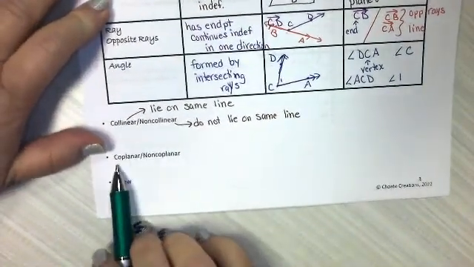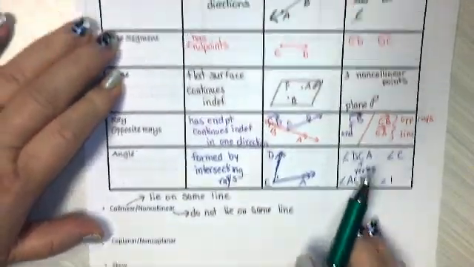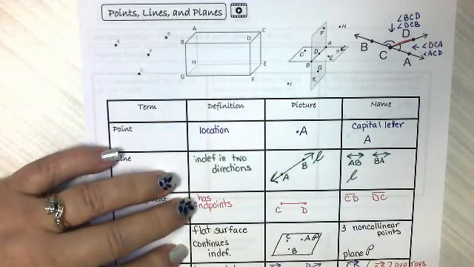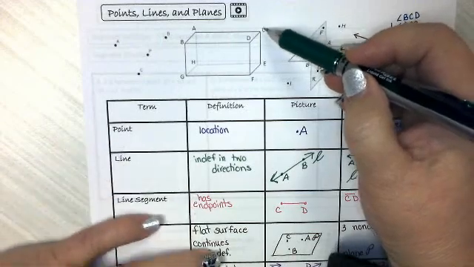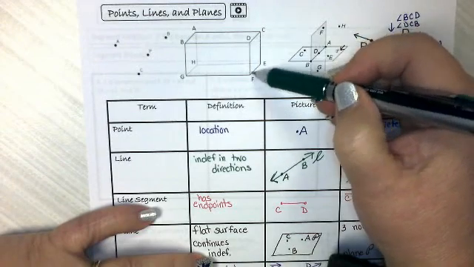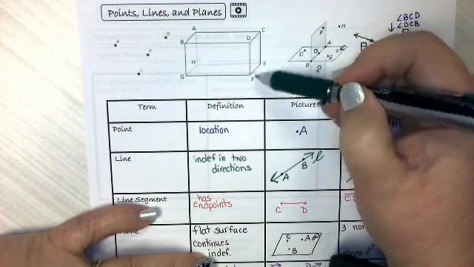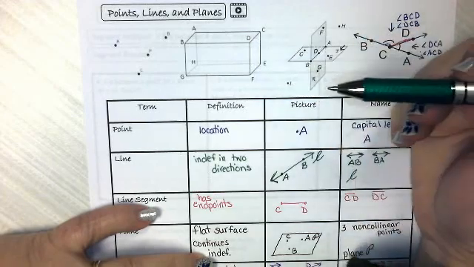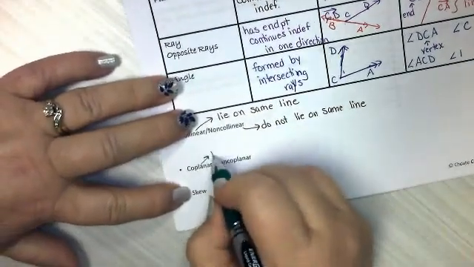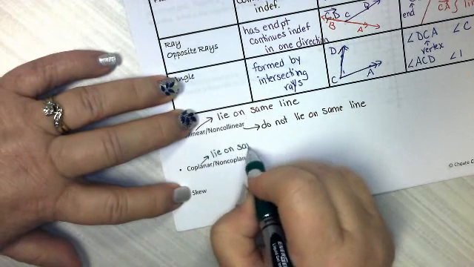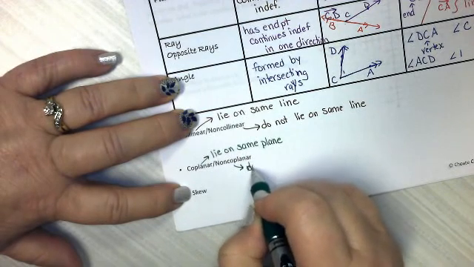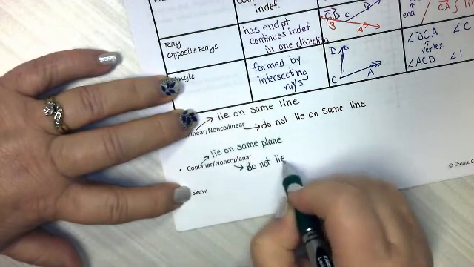Now we have a couple more terms down here, coplanar and non-coplanar. So I want to look at this three-dimensional box. Coplanar means the points lie on the same plane. So if I gave you a set of points like D, C, E, and F, do they lie on the same plane? Well, they're all on the same side of the box, so I would say yes. Those are coplanar. So coplanar points lie on the same plane. Non-coplanar points do not lie on the same plane.